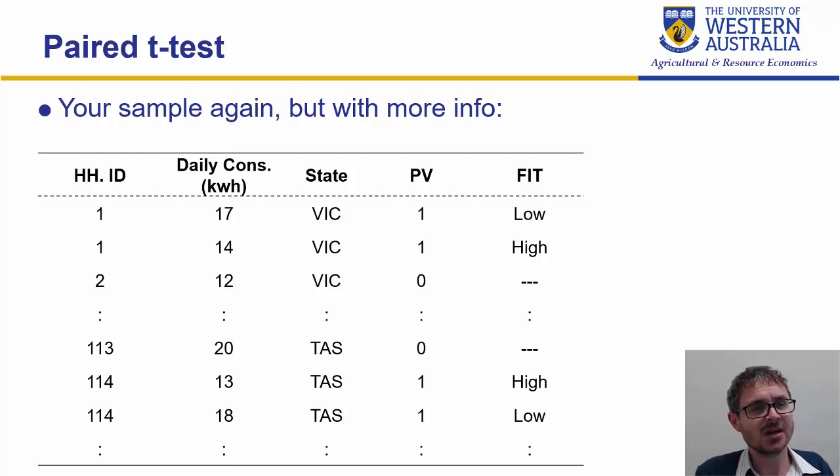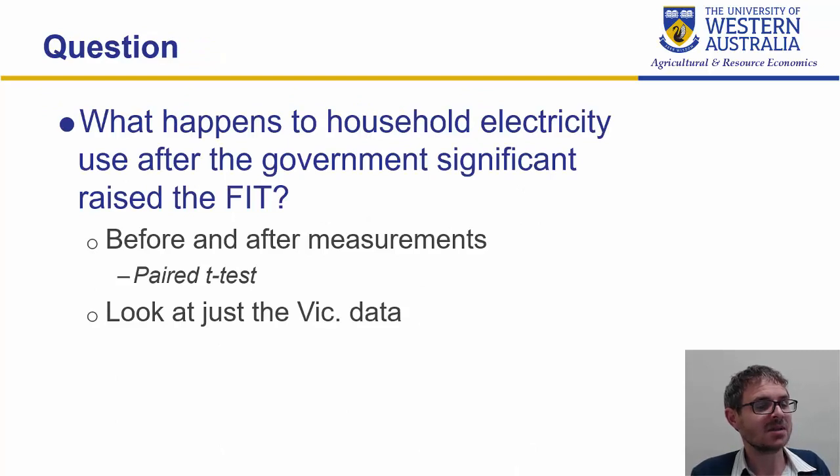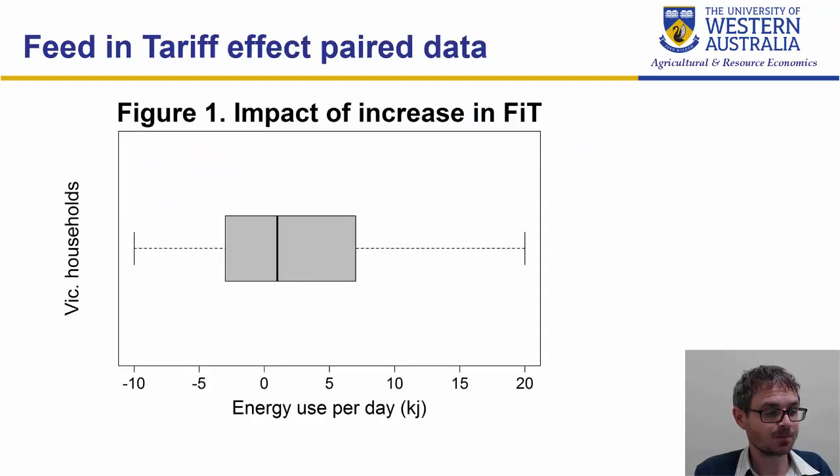So we want to make this a stylistic question. We're going to flip it around a little bit and say, what happens to electricity consumption after an increase in the feed-in tariff? The idea is that we have measurements on households before the increase in the feed-in tariff and after the increase. So we'd be able to conduct a paired t-test. In this setup, we're going to look at just the Victorian data. Because we're looking at the one jurisdiction, we have a paired t-test for the matching data in Victoria.